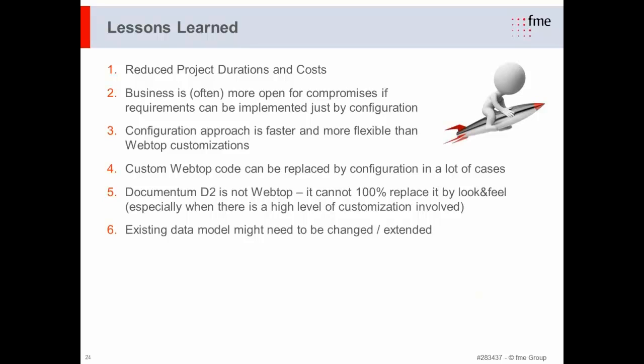The existing data model might need to be changed or extended. Especially when you use the new D2 features of auto-naming and auto-linking, then you often have to extend the data model for the additional attributes.